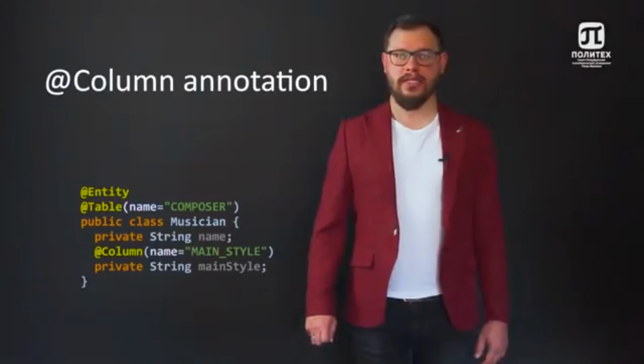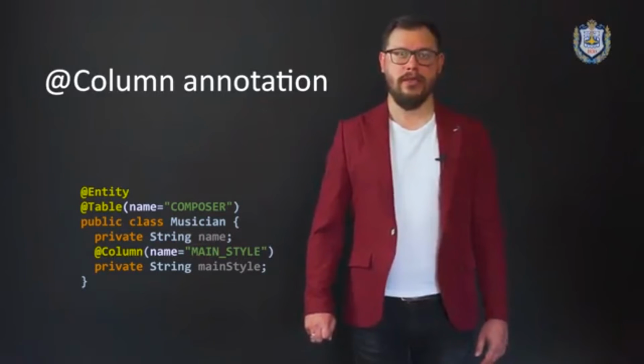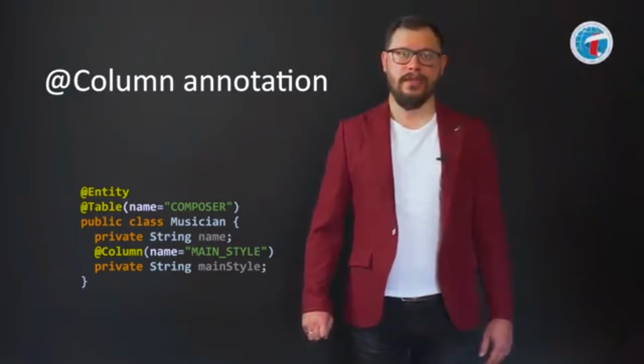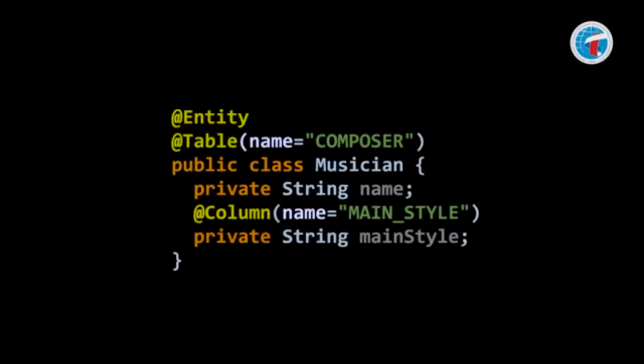With the entity mapped to a table, your next task is to define its fields. Fields are defined as member variables in the class, with the name of each field being mapped to a column name in the table. You can override this default mapping by using the column annotation. In this example, you've accepted the default mapping for the name attribute but specified a custom mapping for the main style attribute. The name attribute will be mapped to the name column, but the main style attribute will be mapped to the main style column.